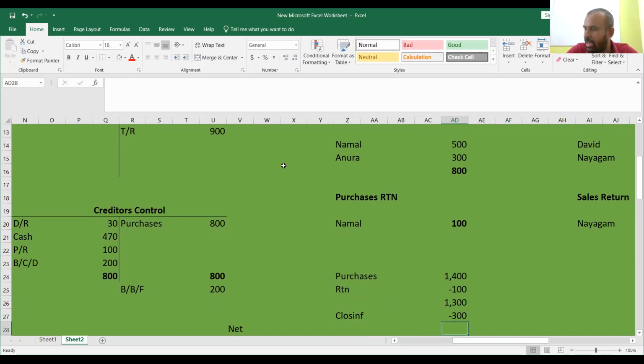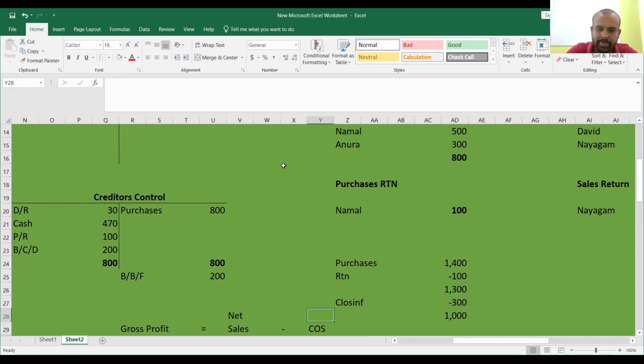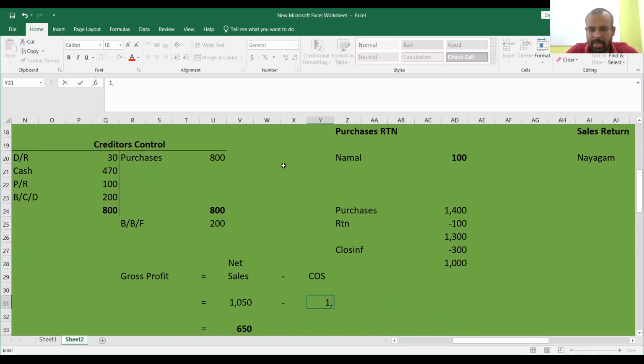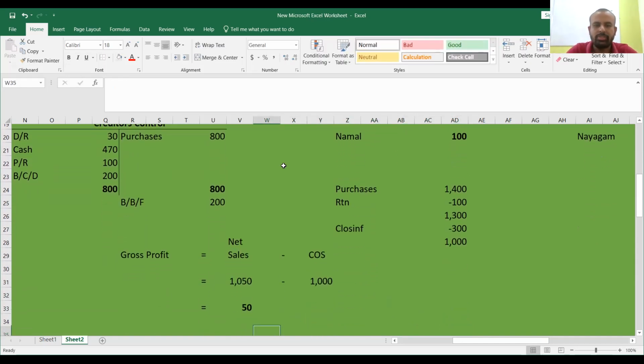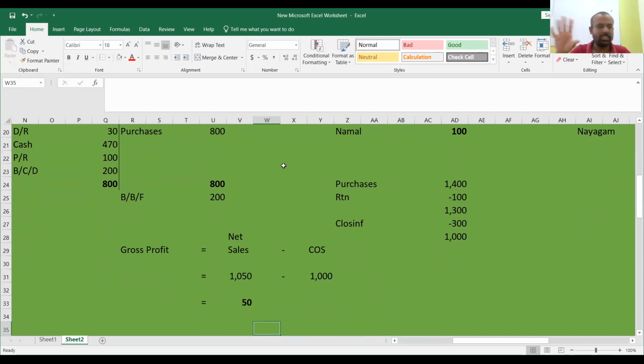We haven't sold 300,000. So cost of sales will be 1.3 million minus this, it's 1 million. Cost of sales is 1 million. And gross profit will be 50,000. There was a small correction there. I haven't taken the cash sales into consideration. When I take the cash sales also into consideration, your cost of sales will be rupees 1 million.